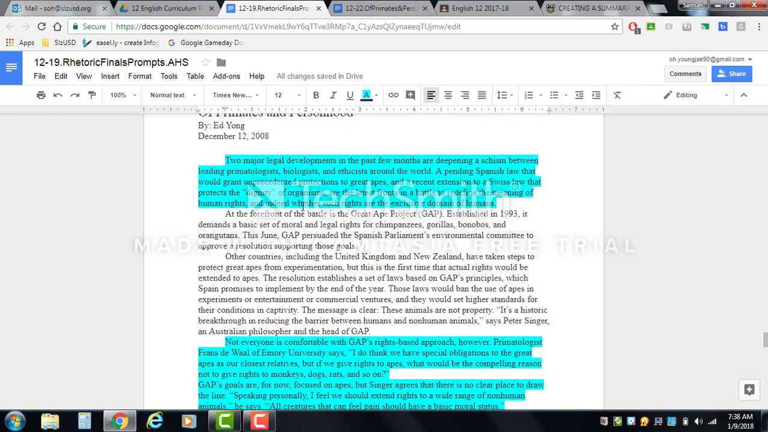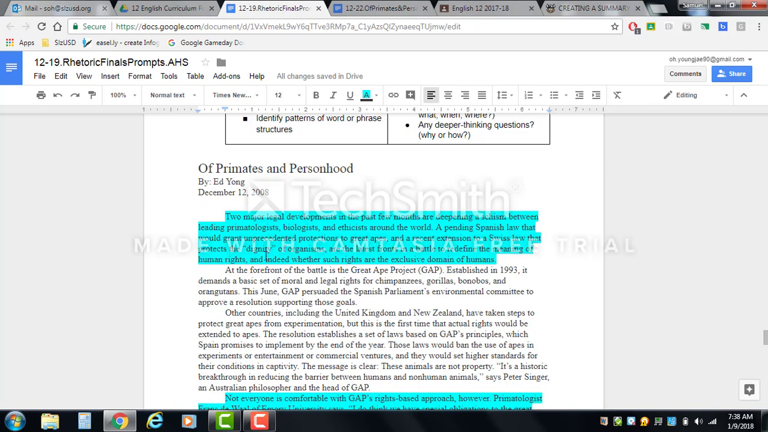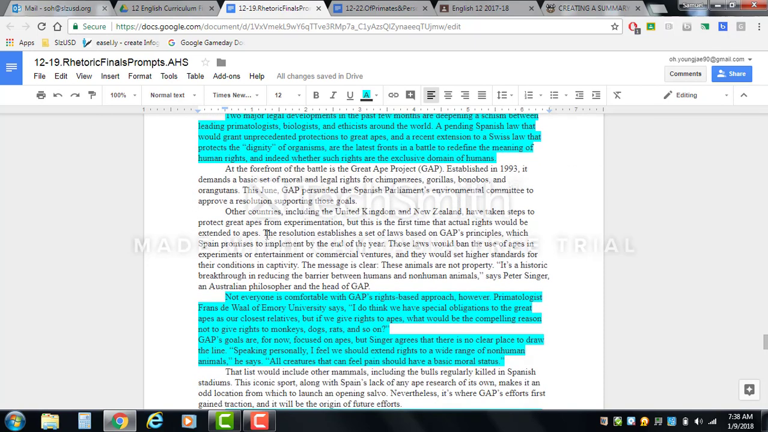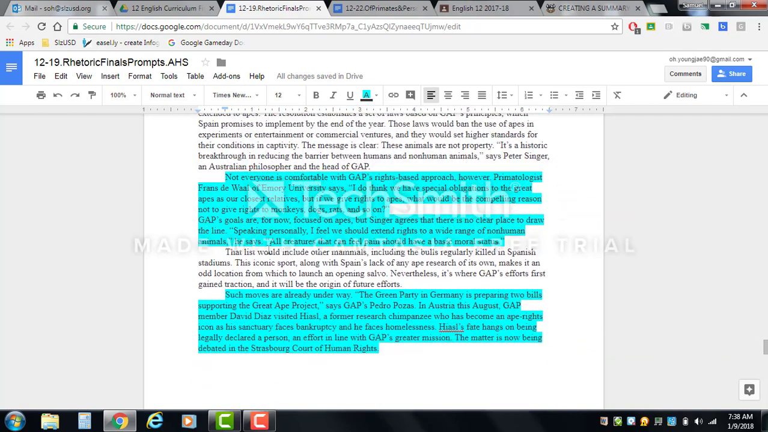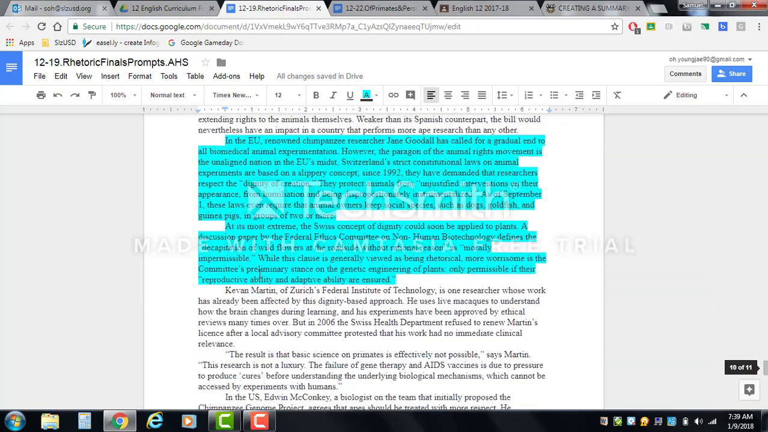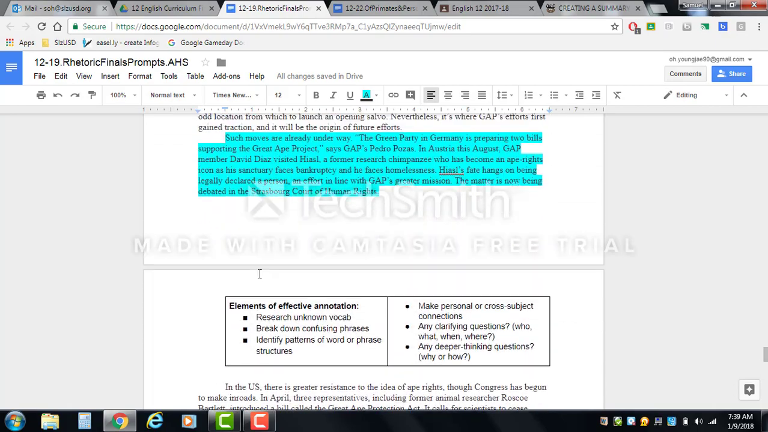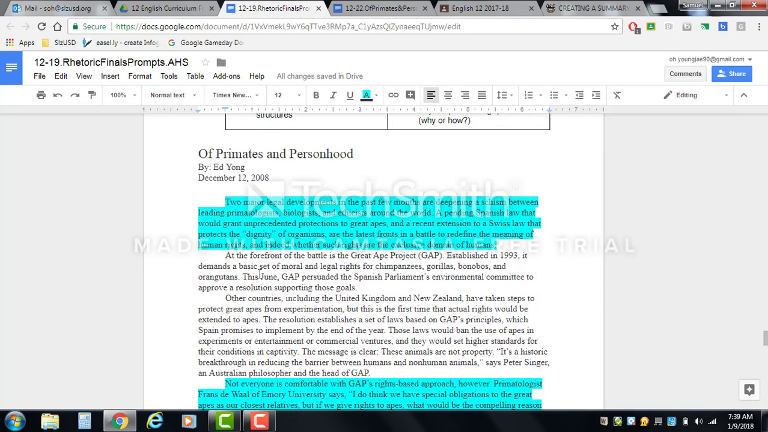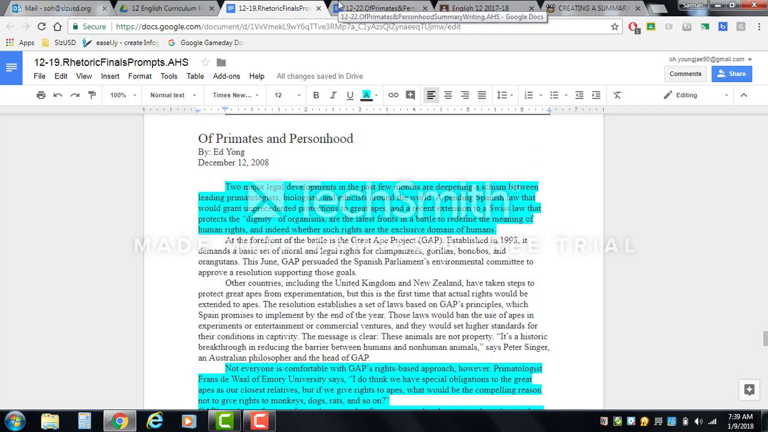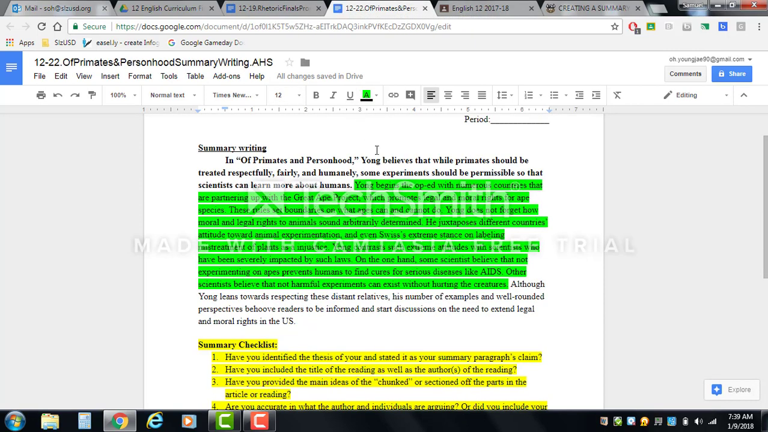On my Of Primates and Personhood, I highlighted the very first paragraph, which is one section. Paragraphs 2 and 3 is another section. 4 is another section. 5 is another section. So on and so forth all the way till the end. These sectioned off portions allow me to simplify the whole op-ed into only a few sentences. The highlighted portion here are my main ideas extracted from the actual op-ed.